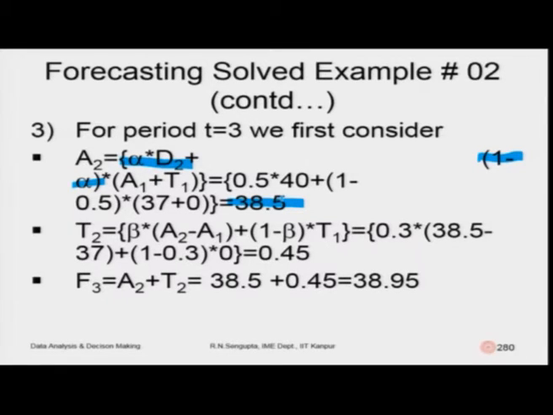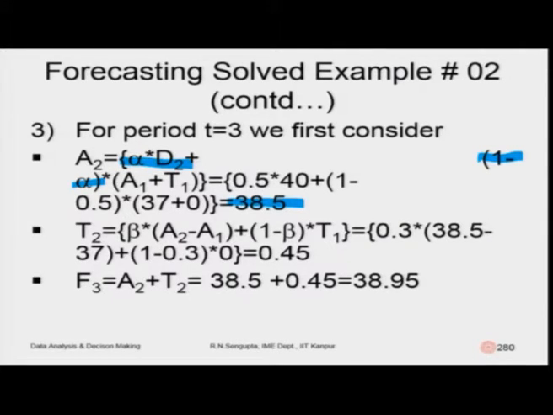Similarly, to calculate T2, we will give weights of beta and 1 minus beta. Beta is the weight for the difference between A naught and A1, and in the second case 1 minus beta would be the weight given to T1. So, based on that once we calculate, it is 30% or 0.3 into 38.5 minus 37 plus 0.7 into 0, it comes out to 0.25. So, now the trend has started.